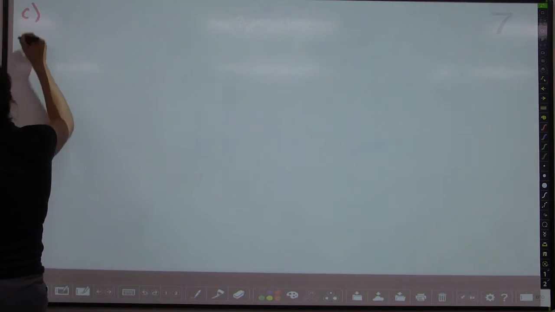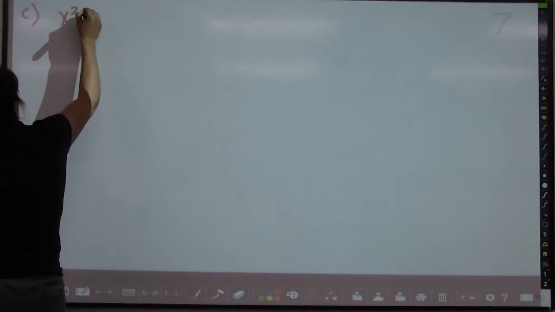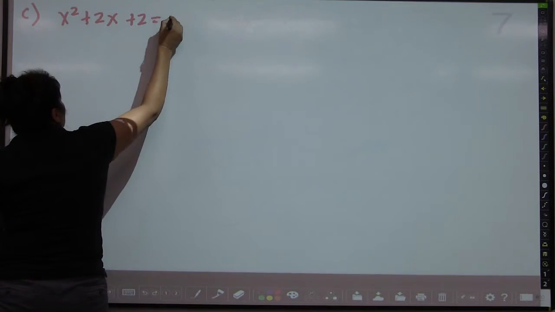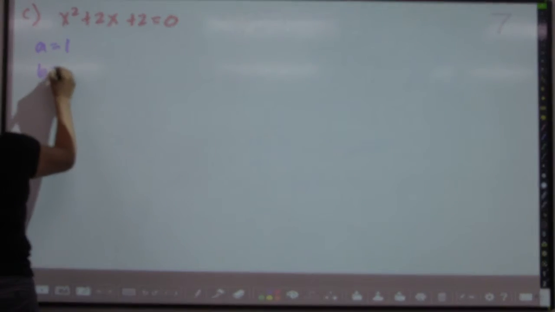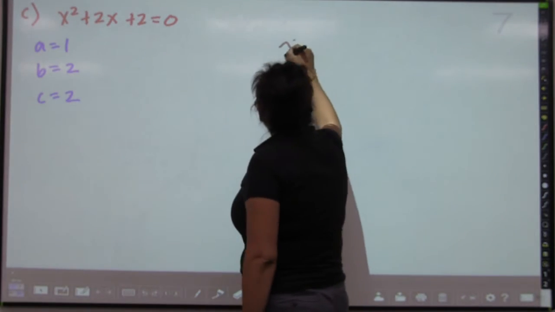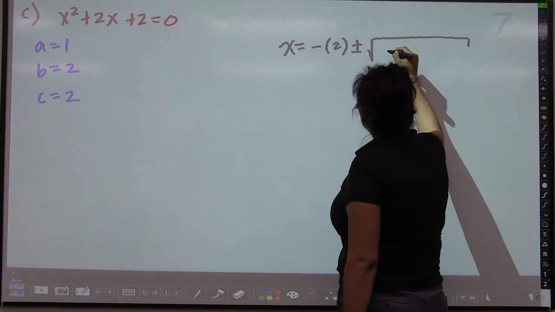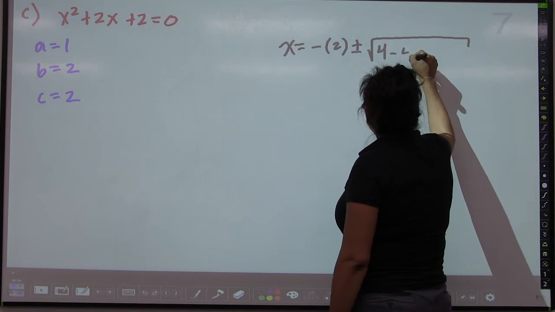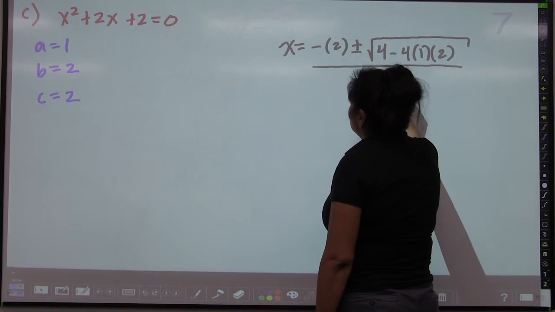Where is C? X squared plus 2x plus 2. We start off the same way, identifying what A, B, and C are. A is 1, B is 2, C is also 2. So when I plug into my formula, x equals negative b plus or minus radical b squared, 2 squared is 4, minus 4 times a times c, all divided by 2a.